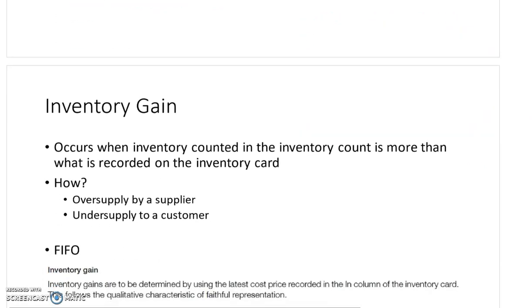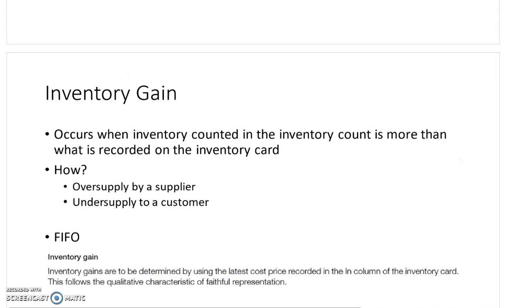So let's look at inventory gains to start with. This happens when what's counted in the count is more than what is recorded on the inventory card. So the inventory card might say we have 10 units. We do the inventory count and we find out we actually have 12 of them.